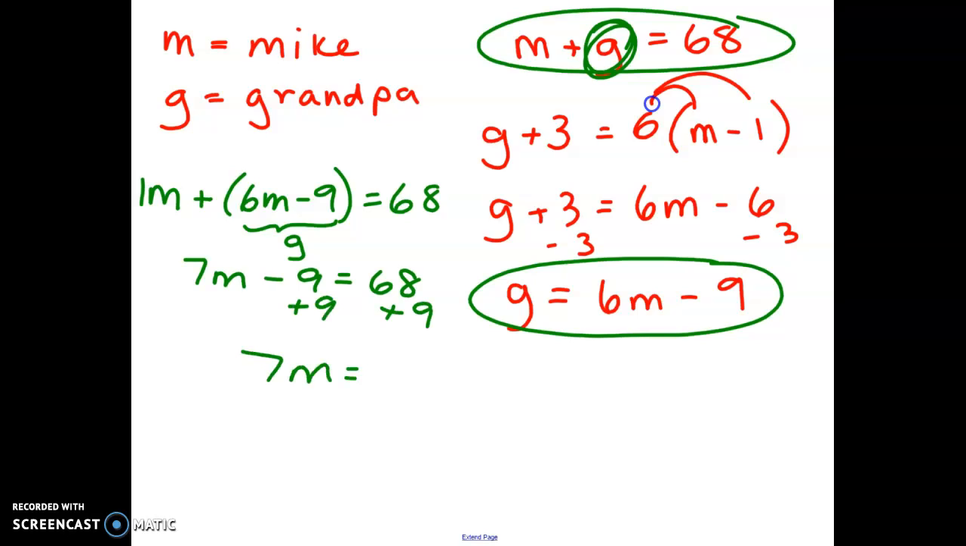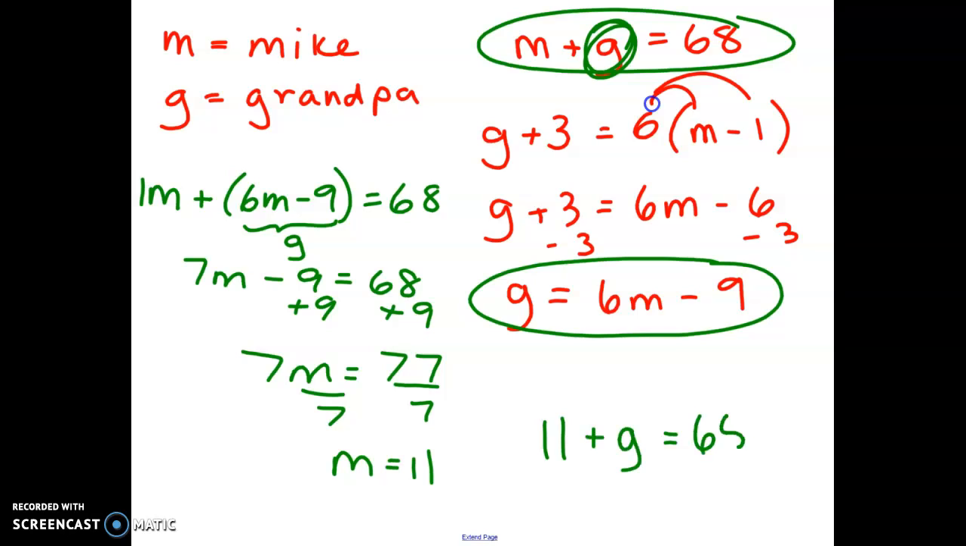So we get 77. Divide out that 7 from the front. So that means M is 11. So Mike is 11. Now if Mike is 11, then 11 plus grandpa's age equals 68. So if I subtract the 11 from 68, we get grandpa is 57. And so that's one method on how you solve when you're given 2 equations. Don't worry if you don't understand that right now. That's what we're taking all week to learn how to do.